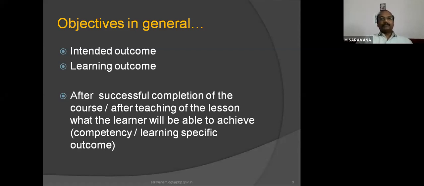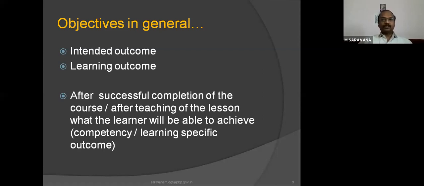There are two types of learning outcome. One is for the general course, and the other is for the specific instructional process. That may be an individual lesson or an individual demonstration. For a general course, it will be a general objective or general learning outcome. After successful completion of the course, a trainee will be able to perform, or will be able to become a competent instructor, or an electronic mechanic or a programming assistant. These are all general objectives or general outcomes of an individual for the course.